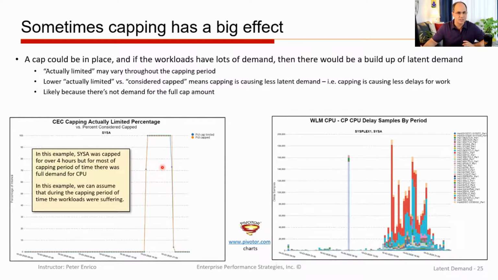And I'll get back to CPU delay samples in a bit, but you can see here on the right-hand side, this is the corresponding CPU delay samples, where on the previous slide, we had a few hundred samples. On this slide, we have hundreds of thousands of samples. And you can see here that this demand for CPU is resulting in samples. Again, a signature that we have some sort of latent demand period of time.